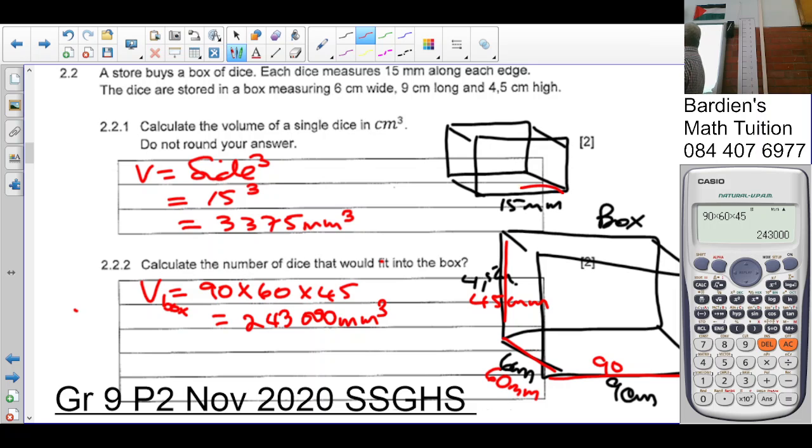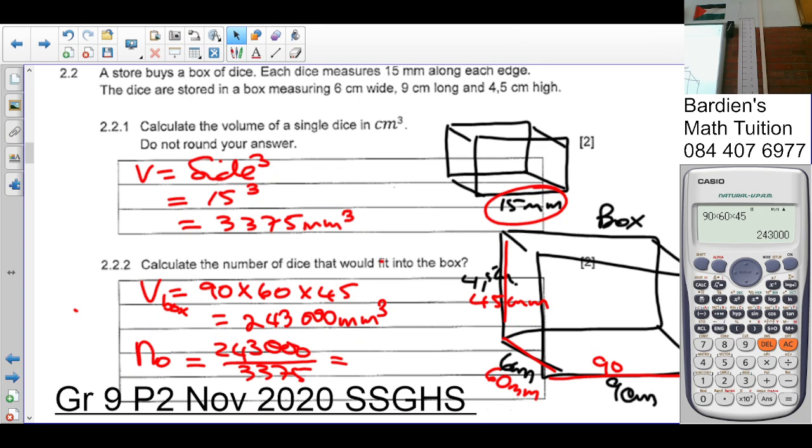If you converted this to centimeters, it's fine. But the question was for the number of dice that can fit in here. It's going to be 243,000 divided by 3,375. So you divide it by 3,375. Gives you 72 dice will be able to fit in this box. That's one way of looking at it.